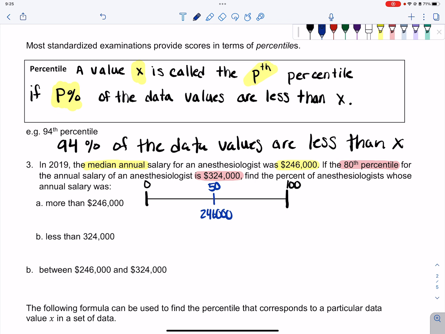So now, what percent of anesthesiologists make more than 246,000? Well, I'm looking at my 50th percentile here at our 246,000, and I want the percentage that is above that. Well, what percent do I have between 50 and 100? Well, that's 50%. So we could say 50% make more than 246,000.